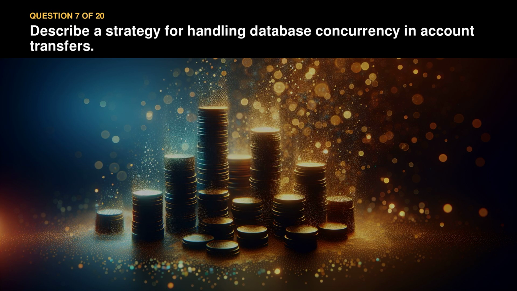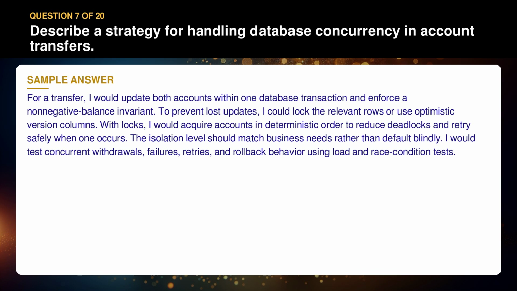Question 7. Describe a strategy for handling database concurrency in account transfers. For a transfer, I would update both accounts within one database transaction and enforce a non-negative balance invariant. To prevent lost updates, I could lock the relevant rows or use optimistic version columns. With locks, I would acquire accounts in deterministic order to reduce deadlocks and retry safely when one occurs.